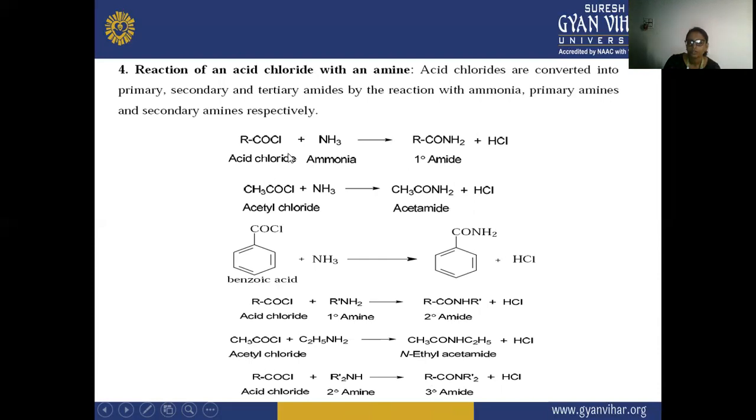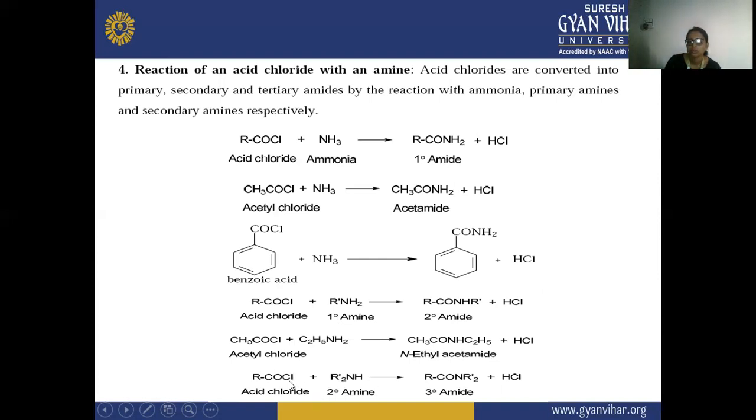In the acid chloride, when it reacts with ammonia, RCONH2 is formed, H is removed from one side and Cl from the other, so HCl is formed. Next, acid chloride reacts with RNH2 to give RCONHR, and H is removed and HCl is formed. Next is acetyl chloride: it reacts with C2H5NH2 and there is a formation of N-ethyl acetamide.